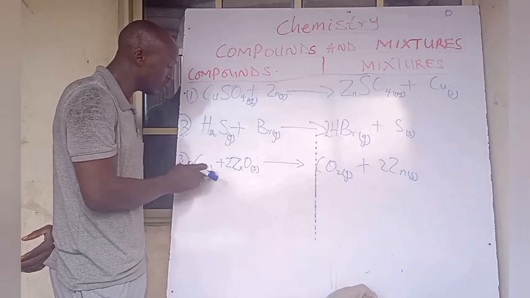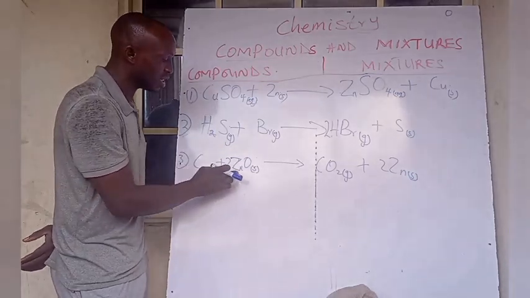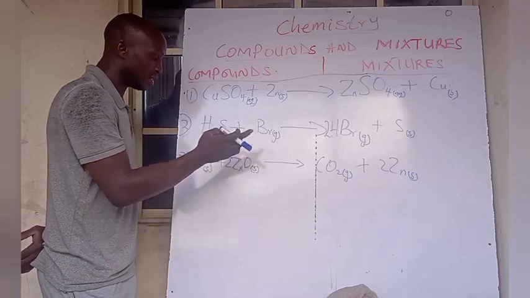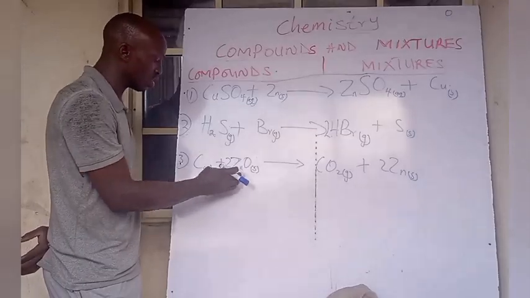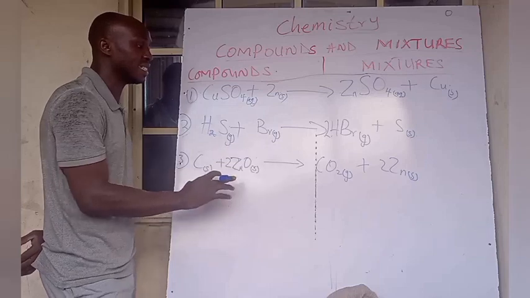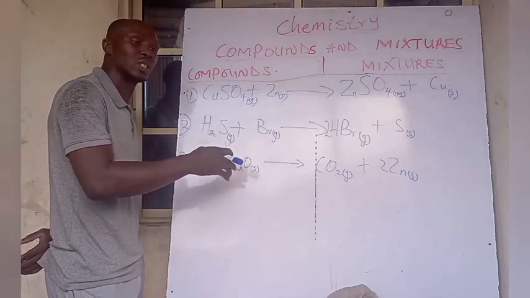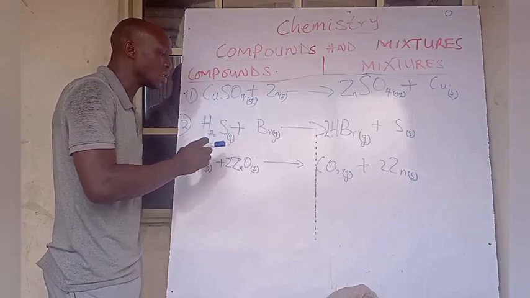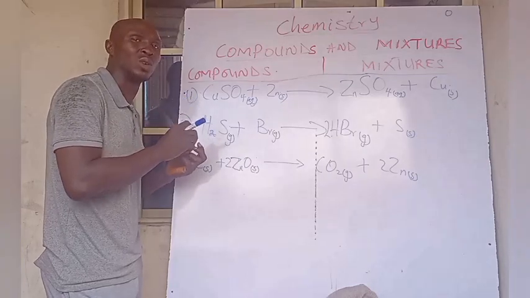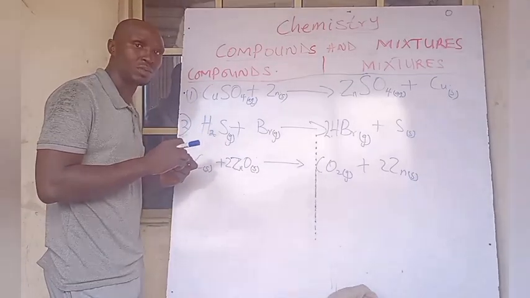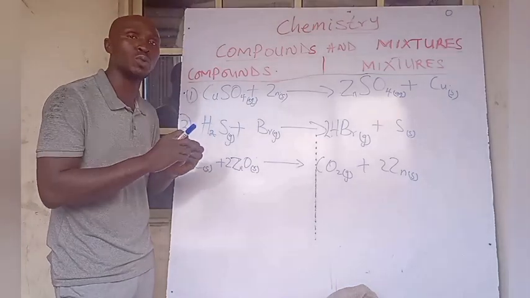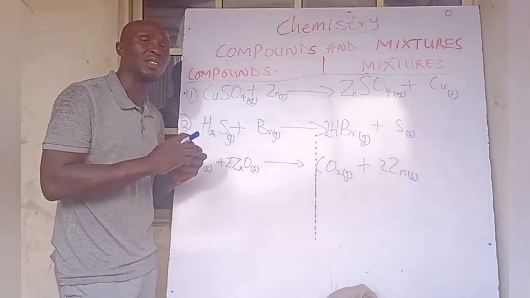Look at carbon plus zinc oxide. You see clearly here, zinc has been displaced. Zinc has been removed from zinc oxide to give you carbon 4 oxide and zinc. So you can see that these are some cases of how elements can be displaced or liberated from their compound in a chemical reaction. So have at the back of your mind that this is how it is possible to remove or separate elements from their compound.